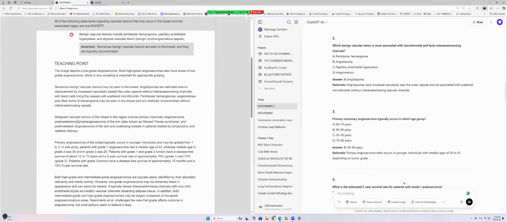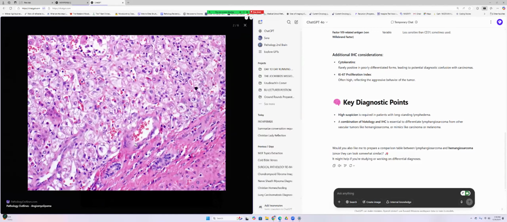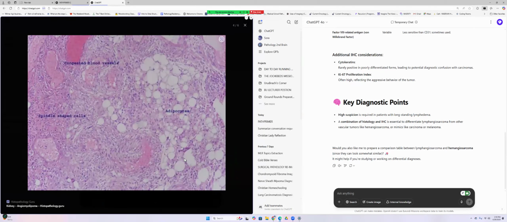Here they mention something about angiolipomas, that they are delimited lesions. Only one picture. This angiolipoma has mature adipose tissue, vessels and fat. This angiomyolipoma has muscle here, congested blood vessels, adipocytes and muscle.